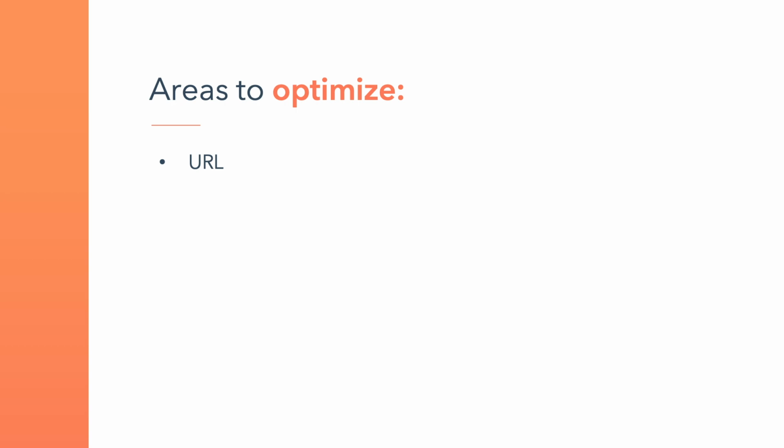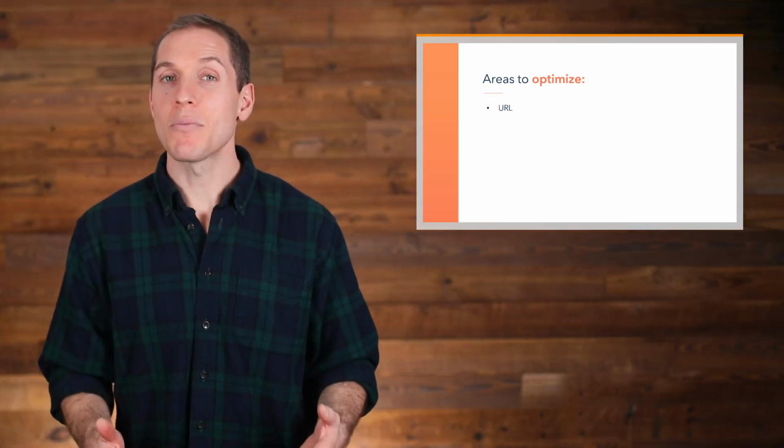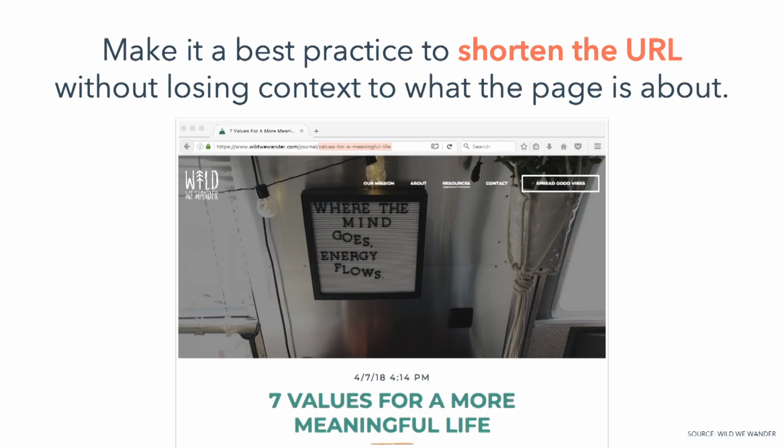Let's start with the URL. The URL doesn't have to match the title of the blog exactly. Instead, make it a best practice to shorten the URL without losing context to what the page is about. For example, notice how the URL of this blog post is shorter than the title. This way, I can update the content over time without updating the URL.